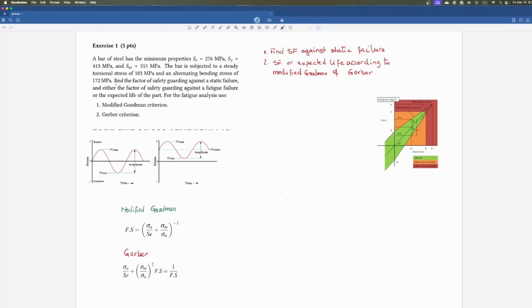First, it tells us find the factor of safety guarding against a static failure. I wrote it here. And either, and this is very important, either the factor of safety guarding against fatigue failure or the expected life of the part. Which one is it? We don't know yet, yeah? So for fatigue analysis, it's asking us to use either the modified Goodman criterion or Gerber in this case. I have put a few figures here that are extracted from the lectures and that you're going to need to analyze this. But first, let's tackle what we can know from the problem here. So there is no missing information here.